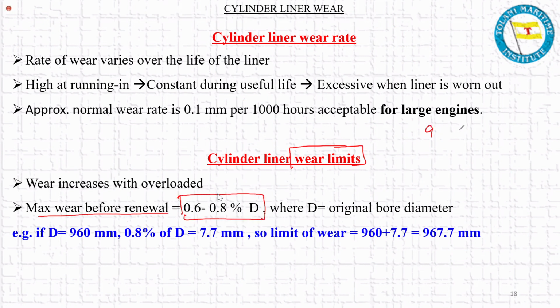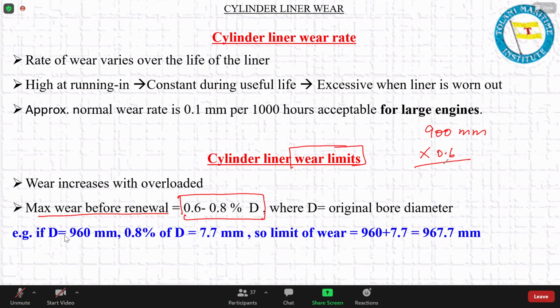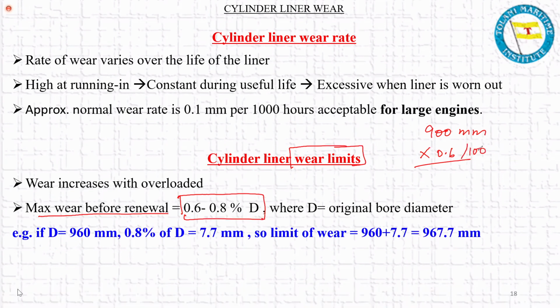So if the liner diameter was 900 mm bore, multiply it by 0.6. What is that? How many mm? 0.6% है, ठीक है? It's 0.6%. So 0.6 by 100. So multiply it. So 540 by 100. How much is it? 5.4 mm. So अगर आपका 900 mm diameter liner is there, if it reaches 905.4 mm, you are approaching the end of its useful life.